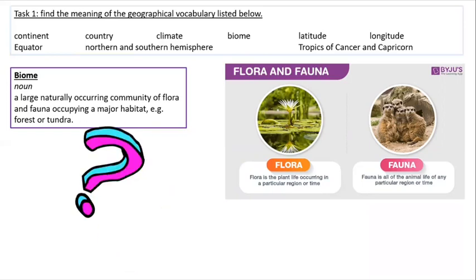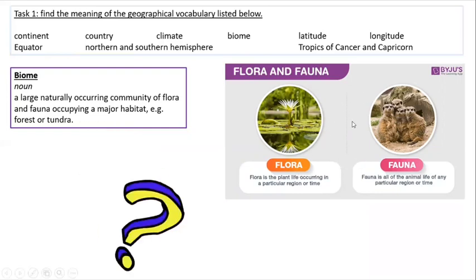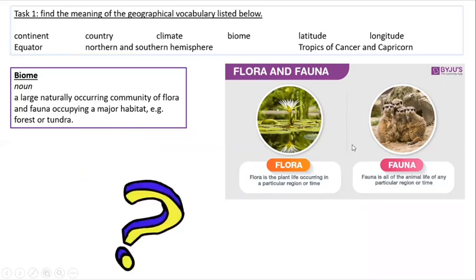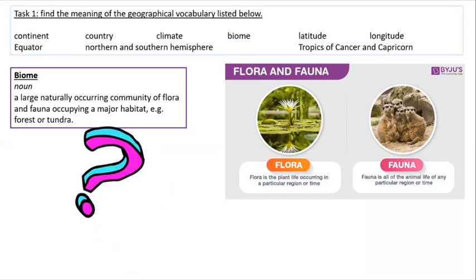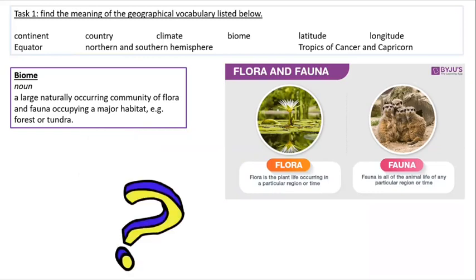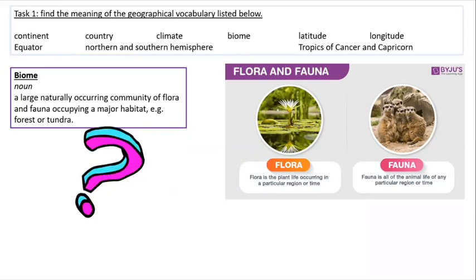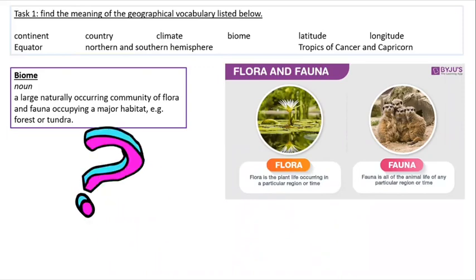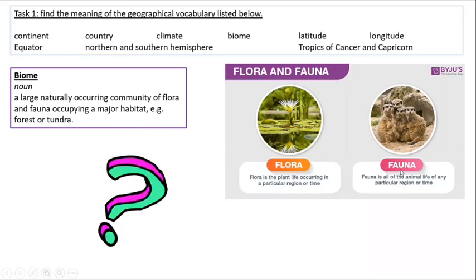So a biome is thinking about that community of plants and animals that live in a big major habitat. So for example, when we think about the biome of the Amazon rainforest, what plant life and animals, what flora and fauna occupy that place, and how is that different to another biome, a temperate rainforest, or the Arctic, for example, that has completely different flora and fauna.